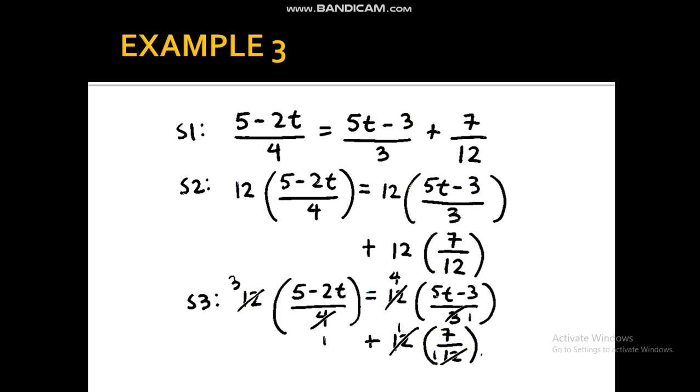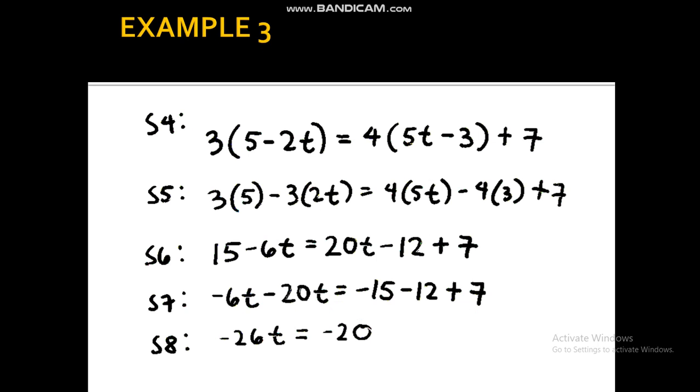Step 3, I cancel common factors in the numerators and the denominators. Step 4, after the cancellation of common factors, the remaining numbers are multiplied to the nearby algebra expressions. Step 5, in the left hand side and in the right hand side, I apply the distributive property of multiplication over subtraction. Step 6, the products have been written in the left and the right hand side of the equation.